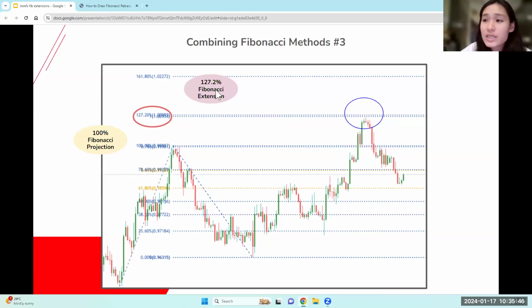In this case, we can see that our 78.6 Fibonacci projection also lined up nicely with the 61.8% Fibonacci retracement. But it already surpassed that, so it's no longer valid.